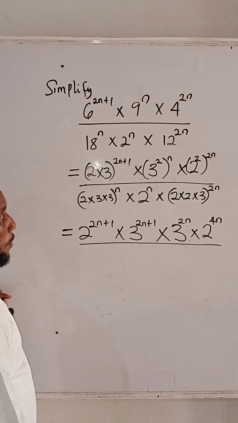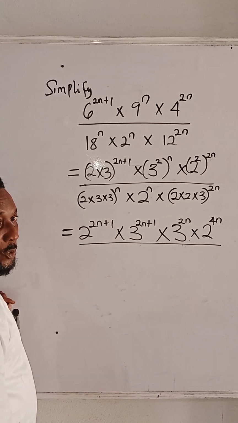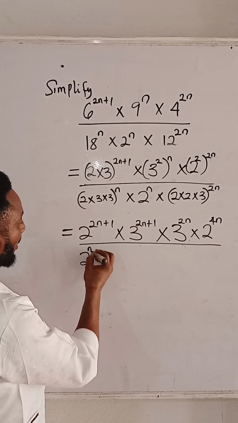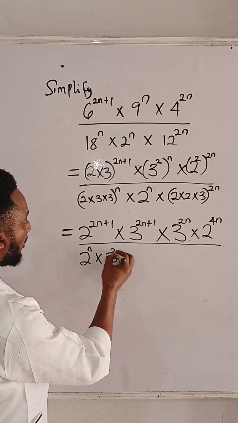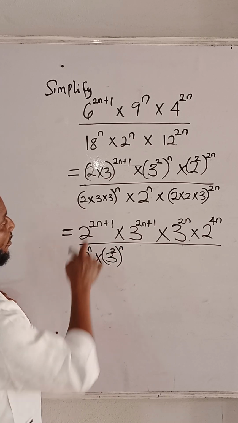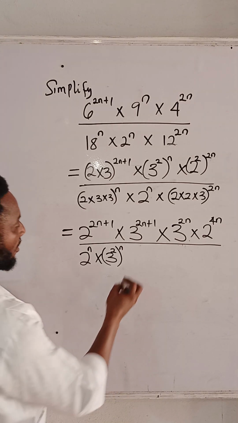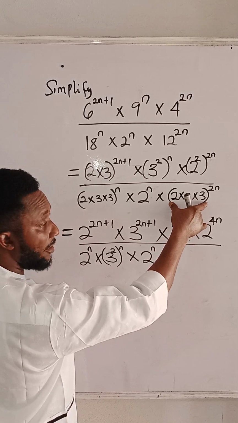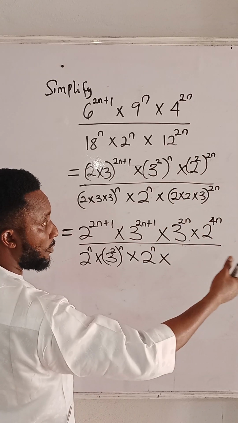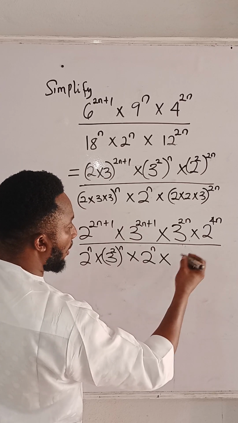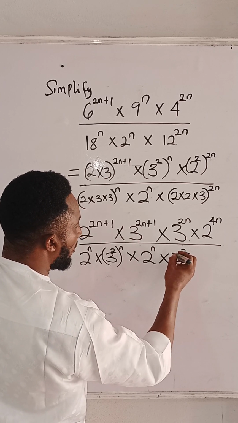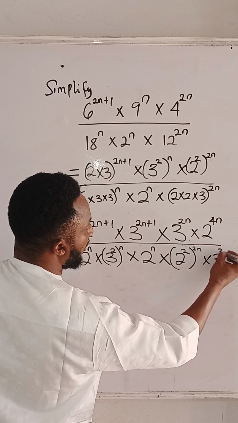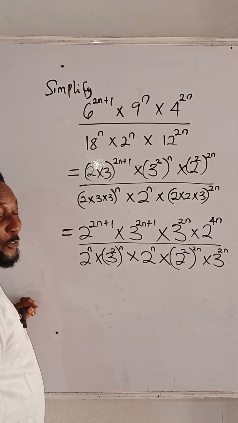Now, if you come to the denominator, 3 times 3, you and I know that's 3 squared. So I can write this as 2 to the power of n multiplied by 3 to the power of 2, or 3 squared, to the power of n, because of this 3 times 3 here. Then at the middle, you have 2 to the power of n. And if you come here, 2 times 2 is 2 raised to the power of 2. So I can also write this using the product power rule as 2 to the power of 2, or 2 squared, to the power of 2n, multiplied by 3 to the power of 2n. What an interesting question. Very beautiful question.